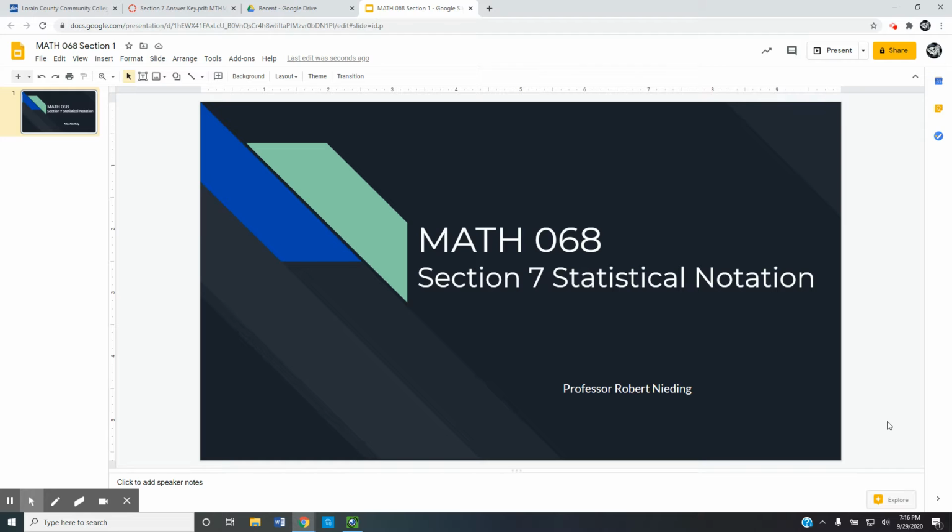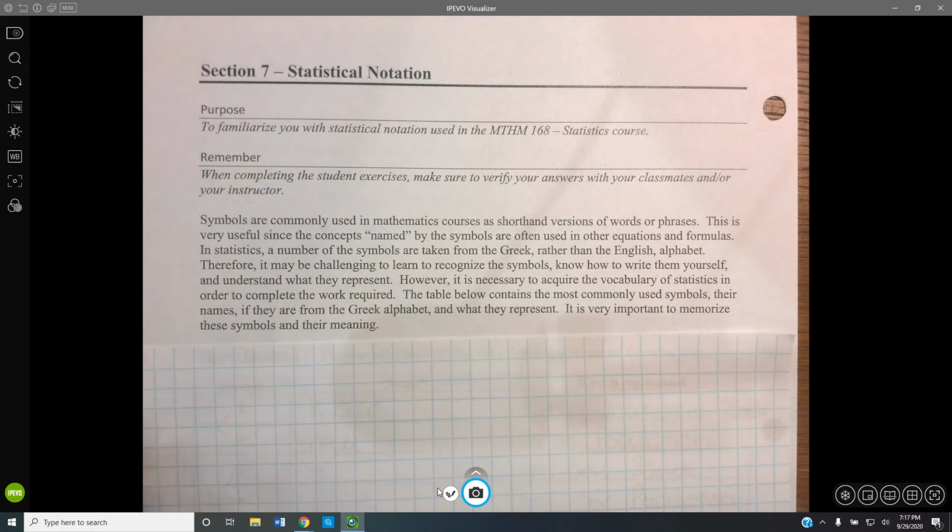So by now we've gotten ourselves a little familiar with the different types of categories, categorical information and quantitative information. Now we're starting to move into actually doing some analysis with these particular different things. So let's start our discussion with Section 7, which starts on page 46.